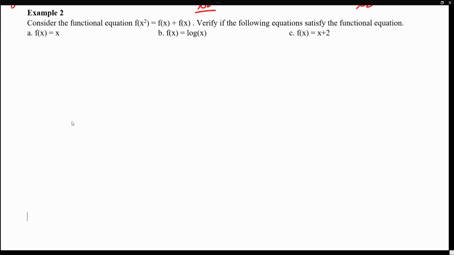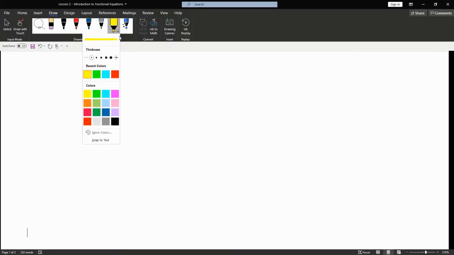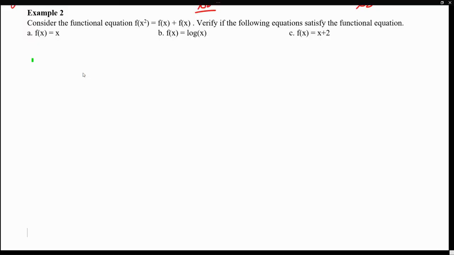Let me just bring this down. All right. So here we have a new functional equation. So now we have this new functional equation. f of x squared now is f of x plus f of x. So now we want to see which of the following 3 functions are an actual solution of this functional equation.